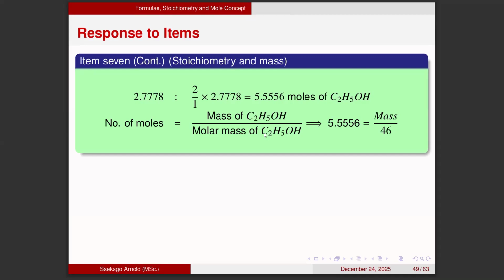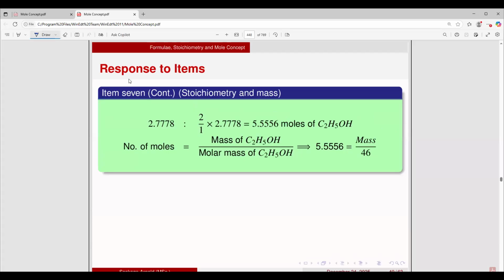As in C, you recall that C was given as 12. So we shall have 12 for C, but there are 2 of them. So 12 times 2, then plus next we have capital H. Capital H is 1, but there are 5 of them. So 1 times 5, then plus capital O follows. Capital O is 16. Then plus capital H. Capital H is 1.